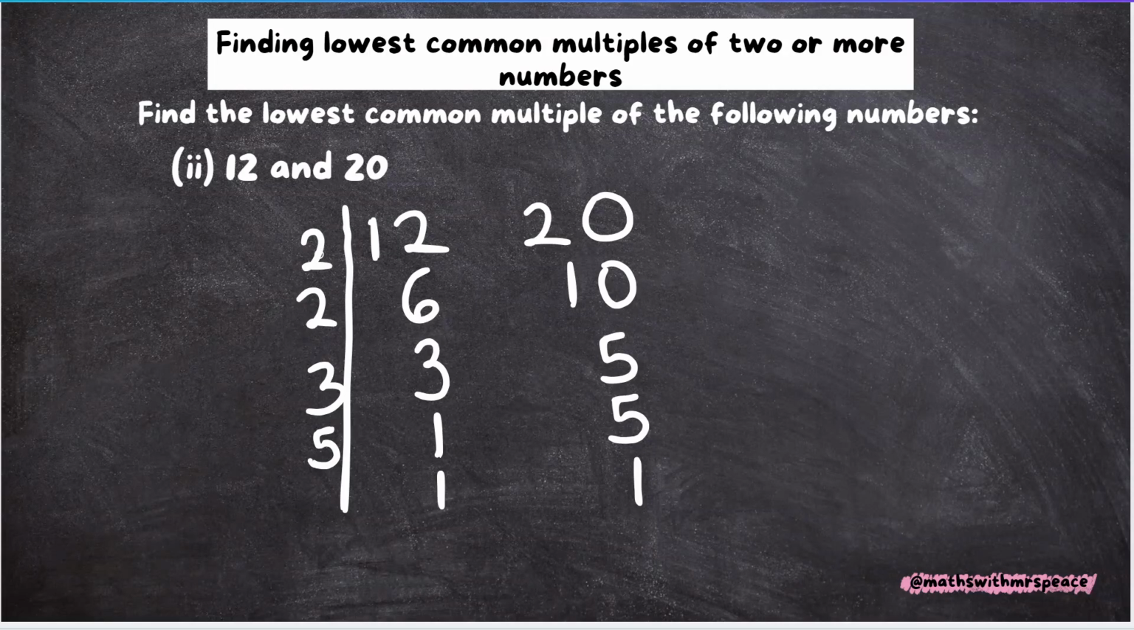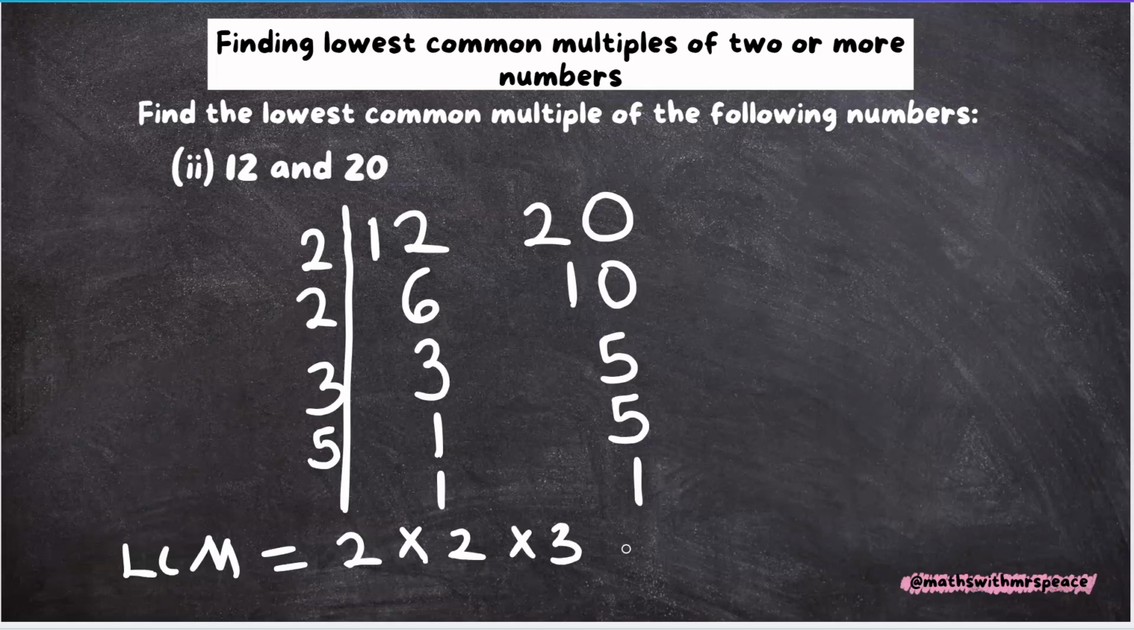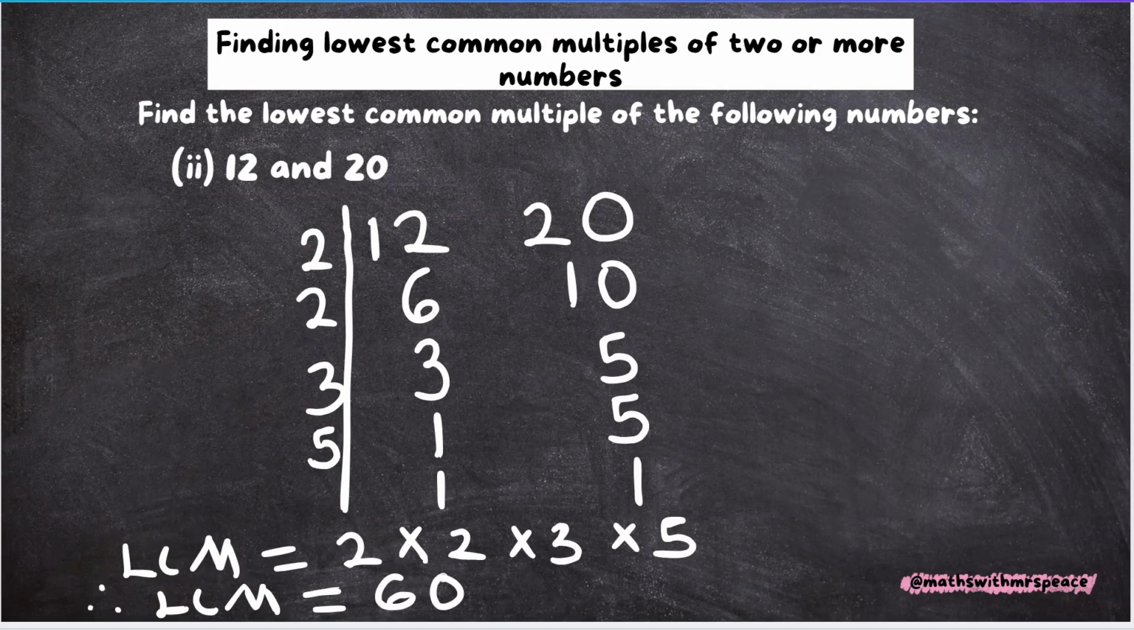And then you multiply these factors that you used to reduce these numbers. So we are going to say that our LCM is equal to 2 times 2 times 3 times 5. Therefore, LCM is equal to 2 times 2 is 4, 4 times 3 is 12, and 12 times 5 is 60. So the LCM of 12 and 20 will give us 60.